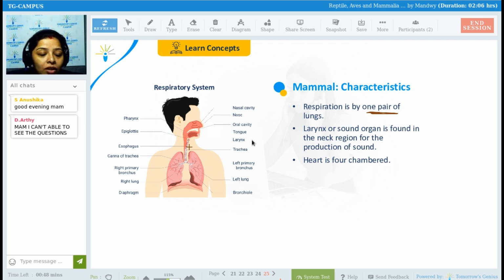In the respiratory tract or the trachea, there is a special region, the larynx, for the production of sound. So larynx is also called the sound organ. Now the heart, circulation. As the mammals are highly evolved, the heart is four-chambered, with two well-developed atria or auricles and two well-developed ventricles. Mammals have the ability for double circulation.